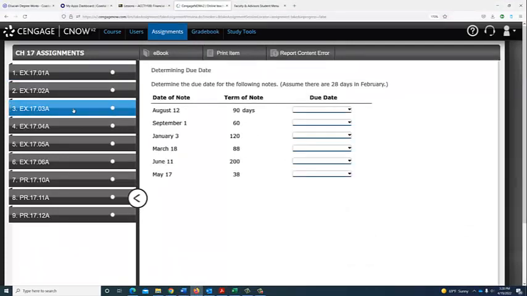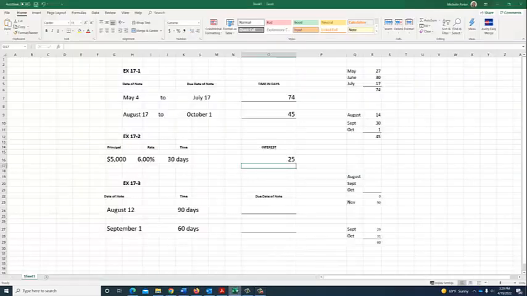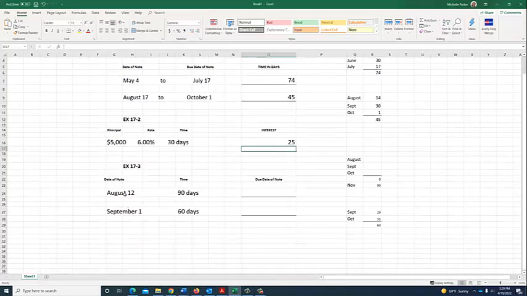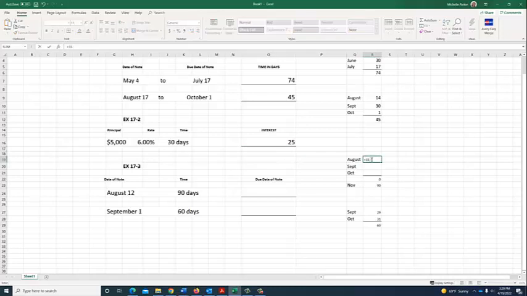So on 17.3, we are determining the due dates given the date of the note and the term of the note. So we'll move back over to our spreadsheet for those calculations. Okay, so we're starting in August, so the first step is to figure out how many days remain in August. So August has 31, and we're going to back out 12 that have passed. So we're looking at 19 days remaining in August.